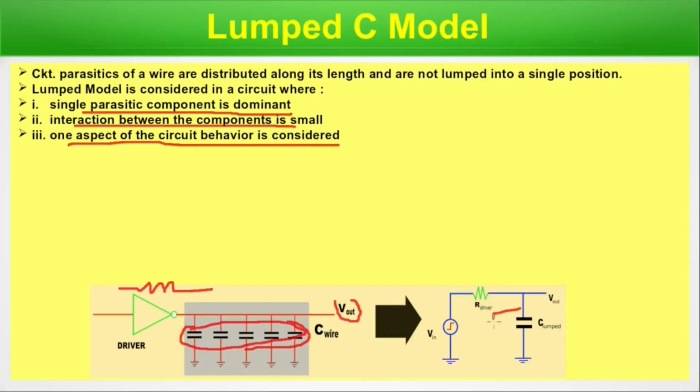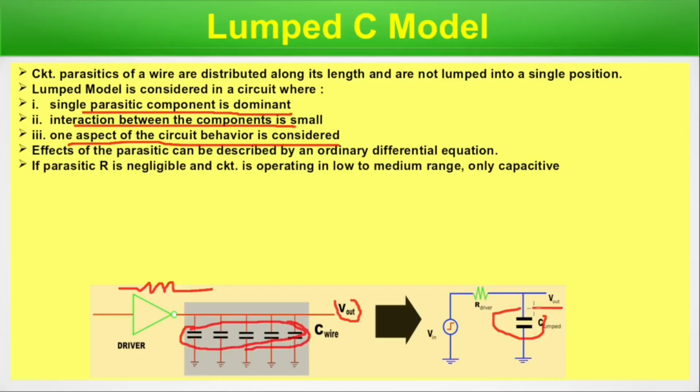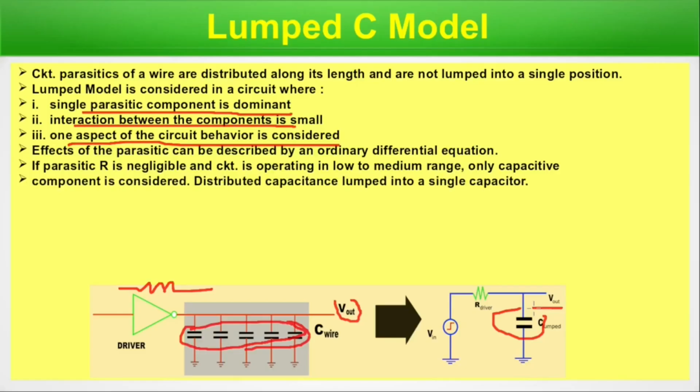This is the easiest, the simplistic model. Effects of parasitics can be described by an ordinary differential equation. That's one point. If parasitic R is negligible and the circuit is operating in the low to medium range, only the capacitive component is considered. Distributed capacitance is lumped into a single capacitor. There is a condition that it's operating in the low to medium range, and resistance is negligible if the technology node is on the matured side.